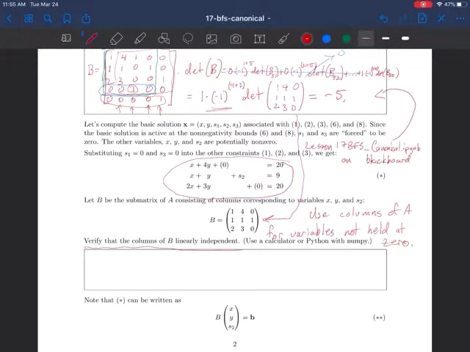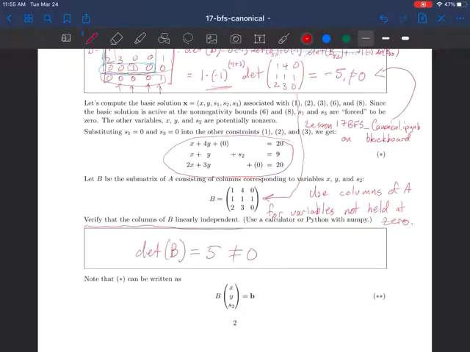Okay. And we already know this now. We know that the columns are linearly independent because this is the determinant now of this new matrix B. We know that's equal to 5, and that's not equal to 0. Okay, note that the addition of the columns just changed the sign from -5 to 5.